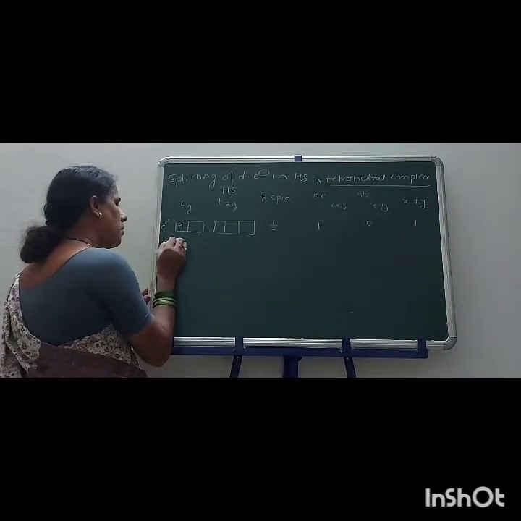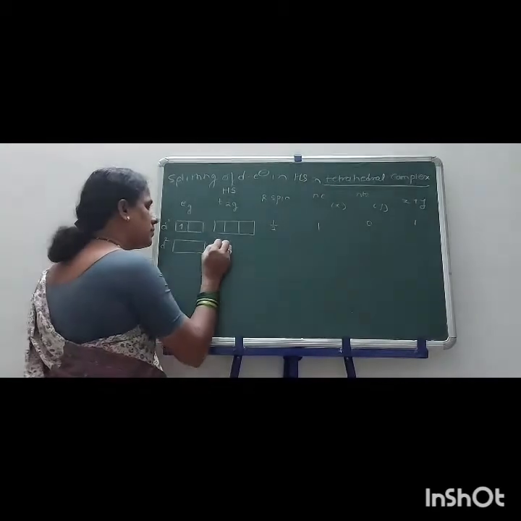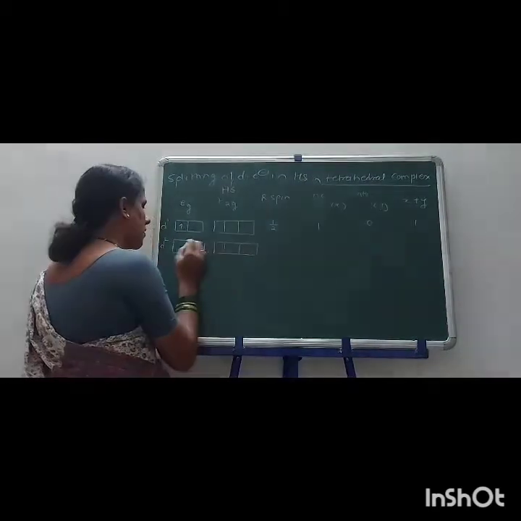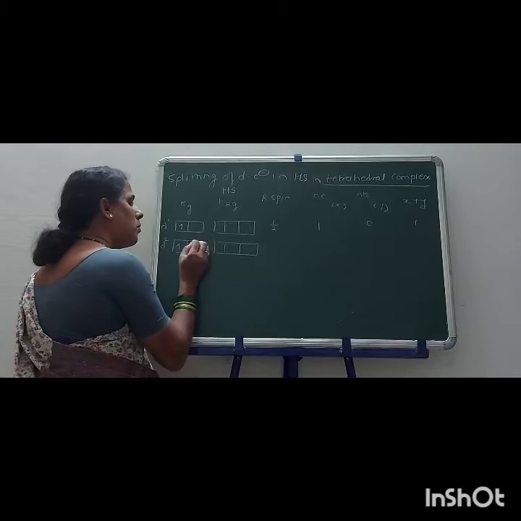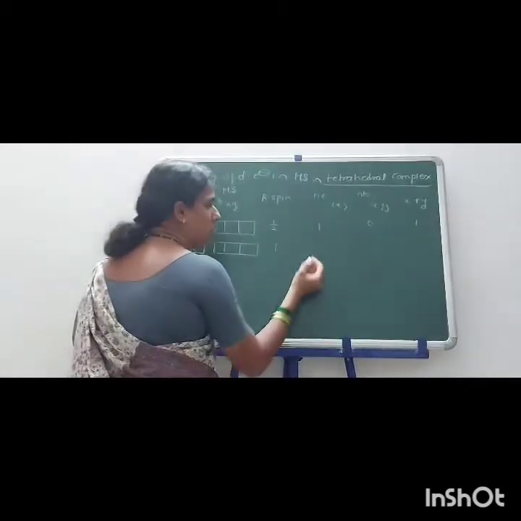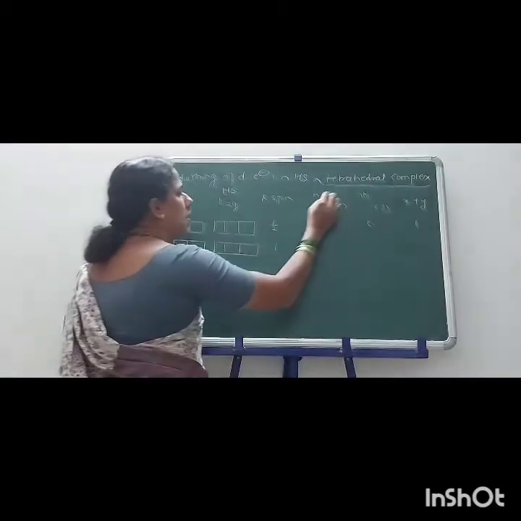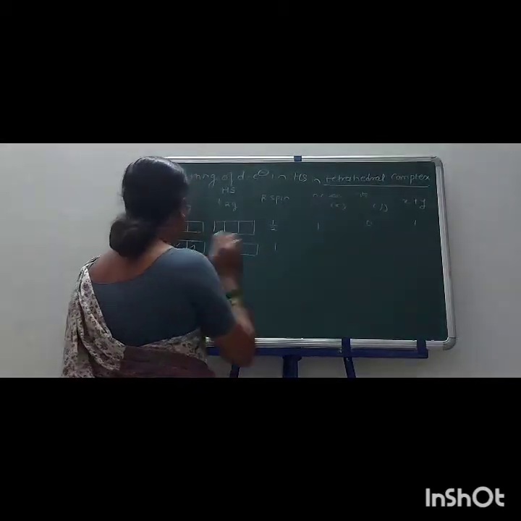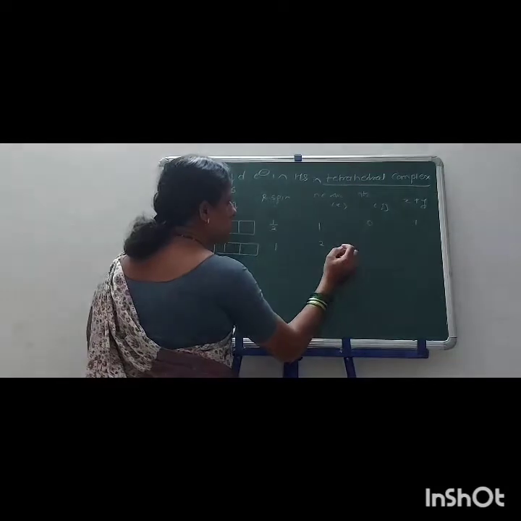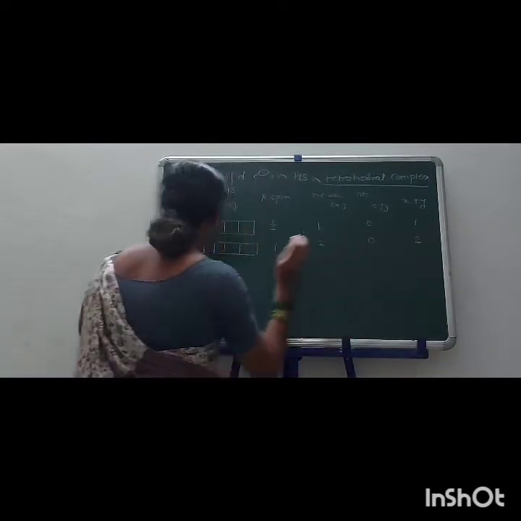For D2, 1, 2. Here resultant spin is equal to 1. Then electrons of E orbital is equal to what? E orbital is equal to how many electrons? That is equal to 2 electrons, plus 0, that is equal to 2.